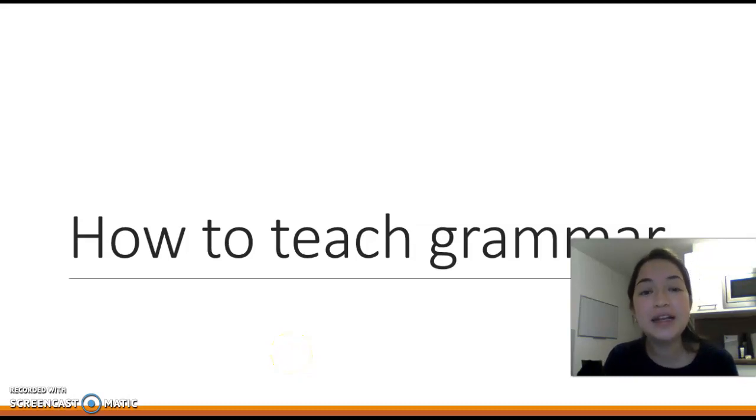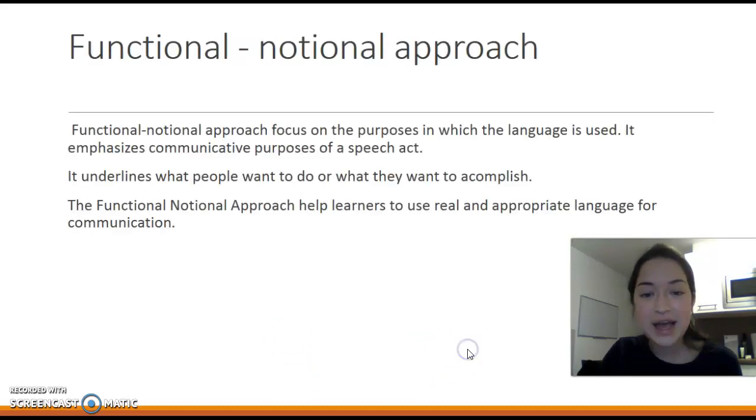My name is Camila Neira, and today I'm going to talk about how to teach grammar. I did a previous assignment about teaching grammar, and I chose two approaches. The first approach is the functional notional approach.